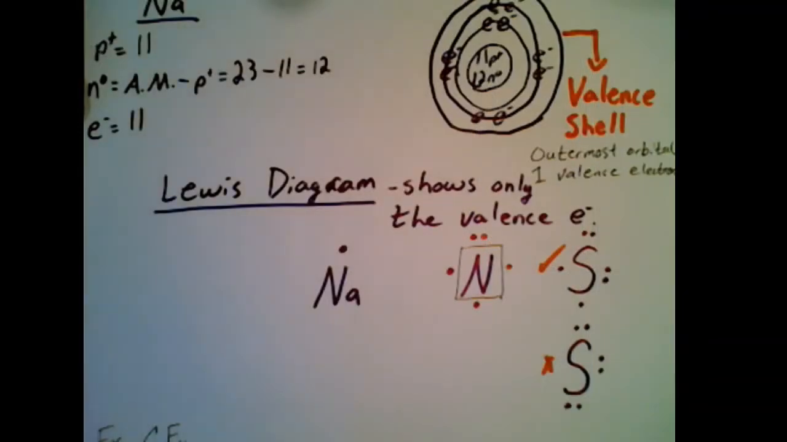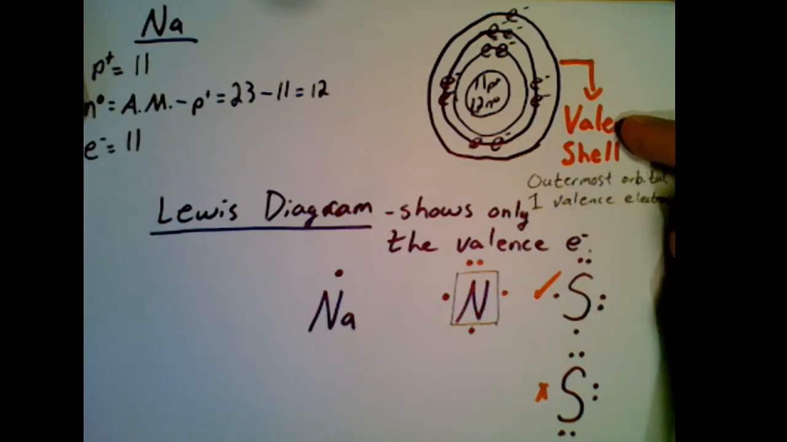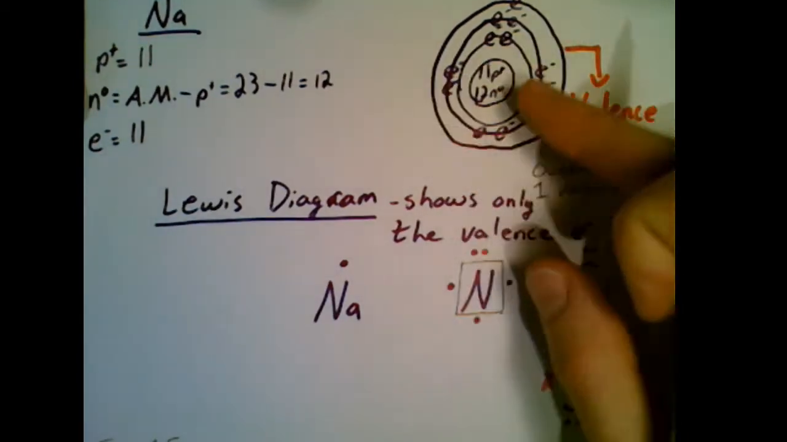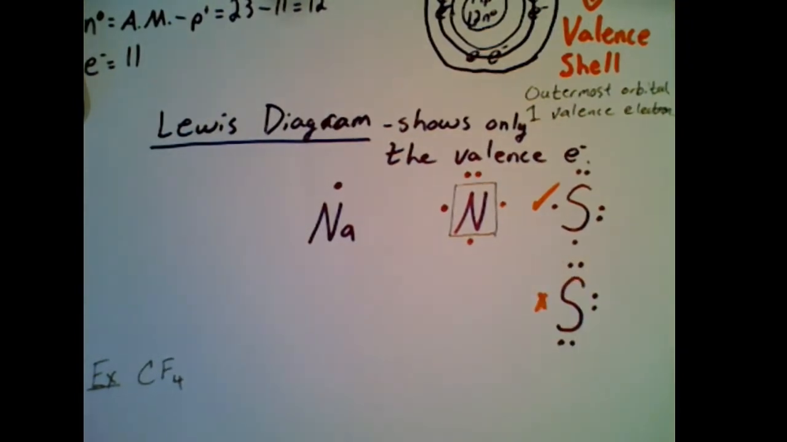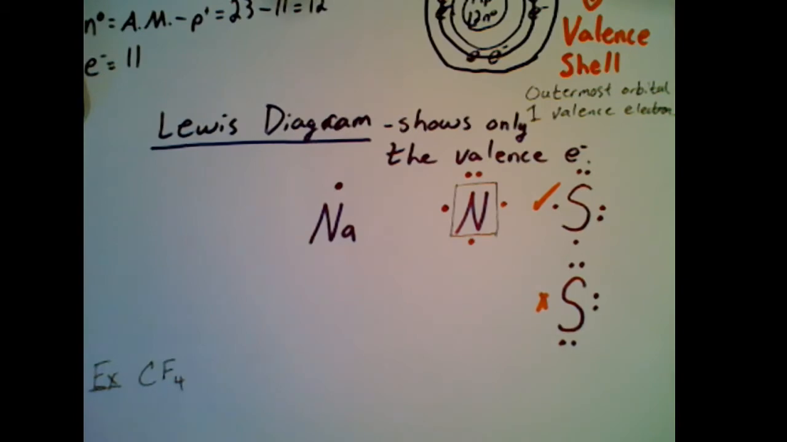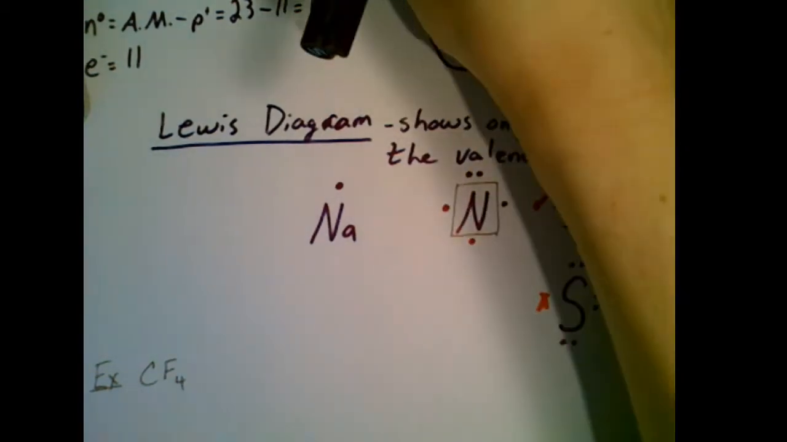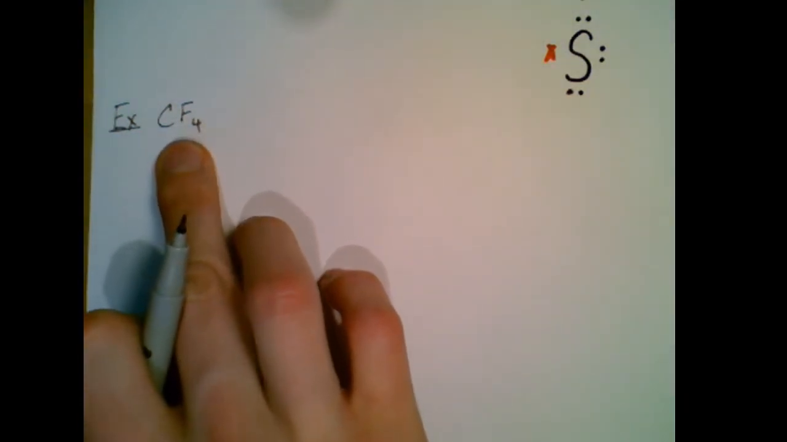Now, this is what we took a look at last time: how you can go from the valence shell and the Bohr model and instead just skip right to the Lewis diagram showing only the valence electrons, the electrons on the outside of the atom. And what we're going to do today is take a look at how we actually draw this for a compound or a molecule, so something that contains more than one element.